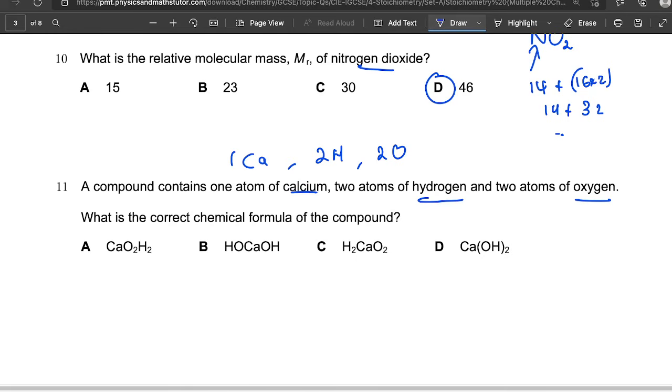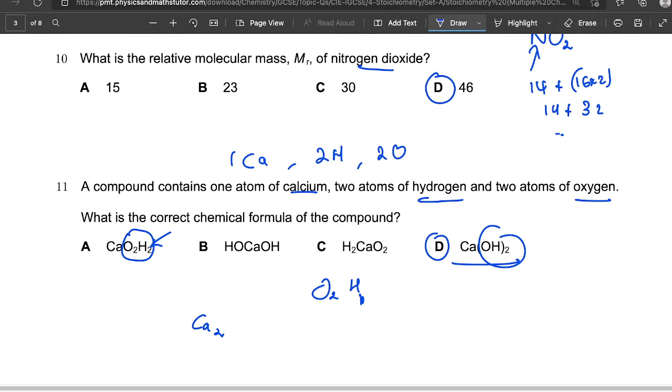Wait, sorry. What is the correct chemical formula of the compound? Okay, so what is the correct one? Okay, so they've made a twist here, so it's not as easy as it is. If we have calcium and then oxygen and hydrogen, it should be calcium hydroxide. This is calcium hydroxide because we cannot have it like this. Neither can we have it because calcium has a valency of what? Of 2, and then oxygen is 2, hydrogen is 1. So it should be like this, not like this.